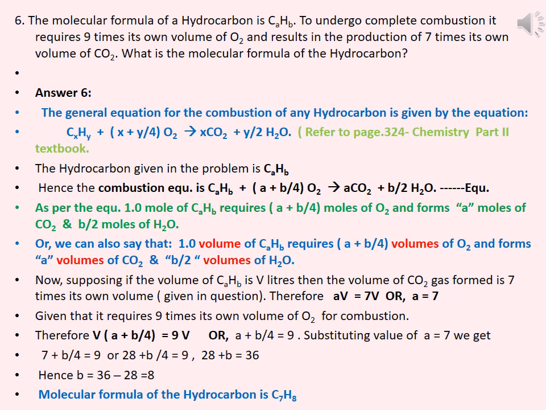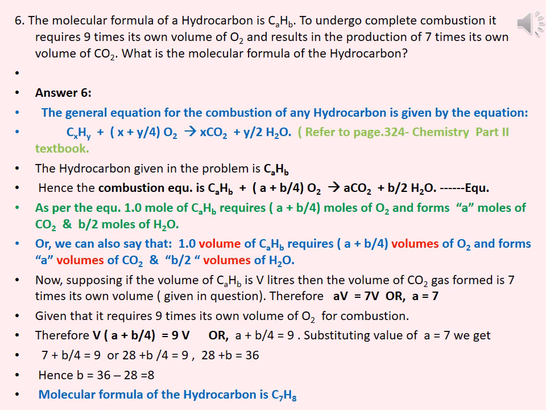So the hydrocarbon general equation is CxHy, but the hydrocarbon given in our problem is CaHb. Therefore, we will modify the equation for combustion reaction as CaHb plus (a plus b/4) O2 gives a CO2 plus b/2 H2O. Instead of x, I substituted a. Instead of y, I substituted b. That's all. So that is our stoichiometric equation.